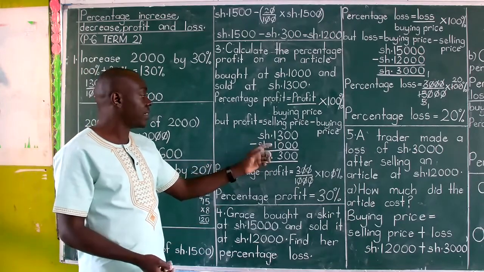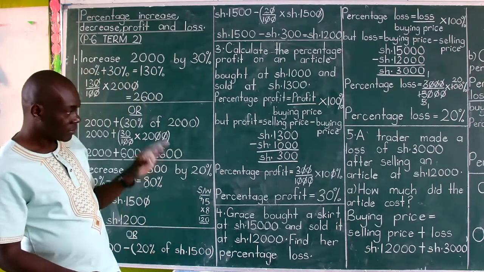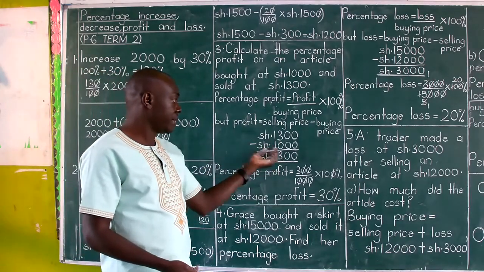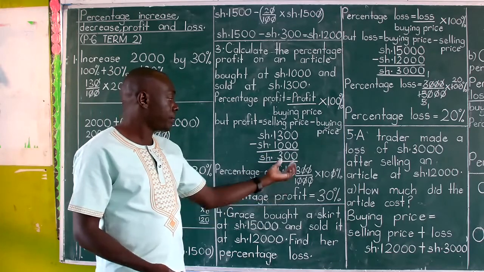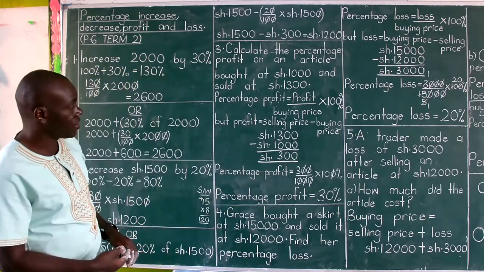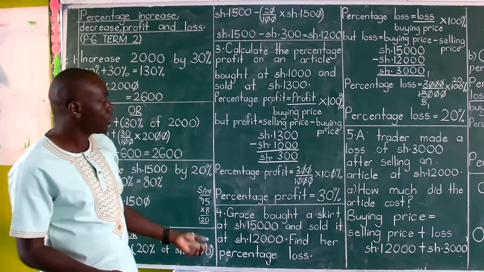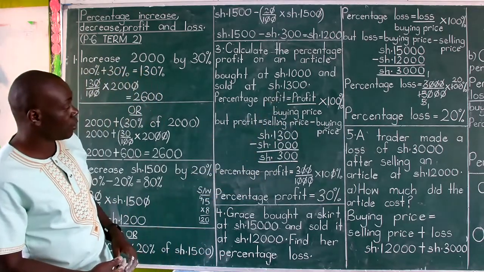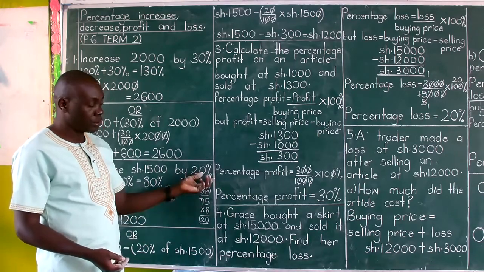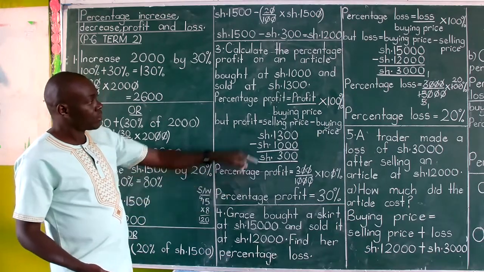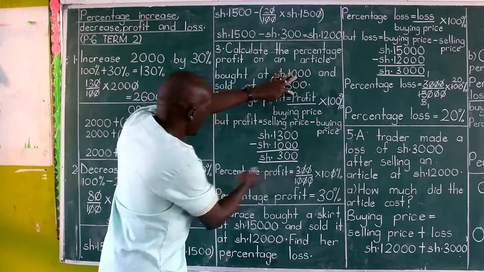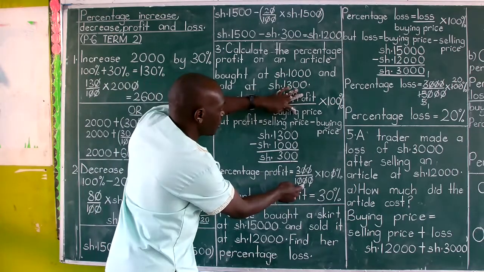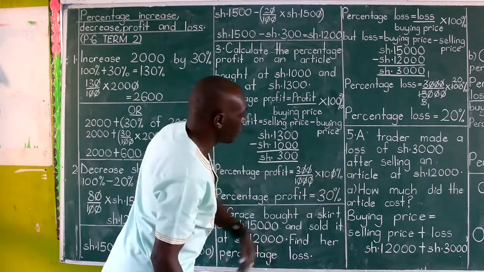So we subtract them. That is 1,300 shillings minus 1,000 shillings. Subtract properly, you get 300 shillings profit. So we have the profit of 300 shillings and the buying price of 1,000. So can we proceed to finding the percentage profit? We say the profit, which is 300, out of the buying price, which is 1,000, then times 100%.